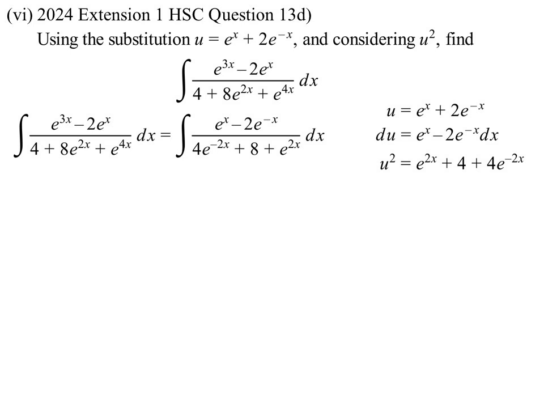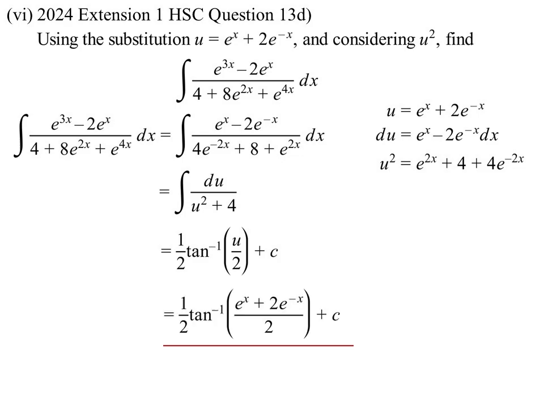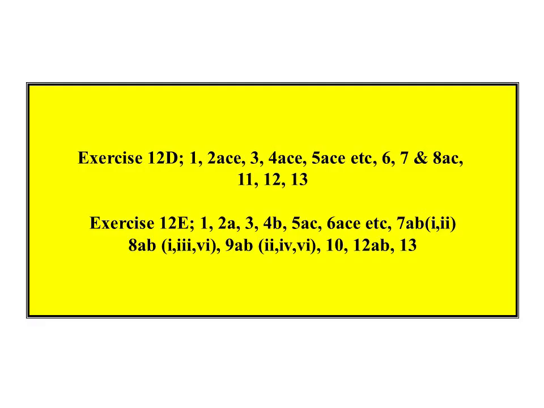The numerator now becomes e to the x minus 2e to the minus x, which nicely is the du. So I've got du on u squared plus 4. That's a standard integral. There's our inverse tan. So now that's 1/2 the inverse tan of u on 2. Now substitute the u back in and we have our answer. Okay, so 12D, 12E, playing with integration by substitution.